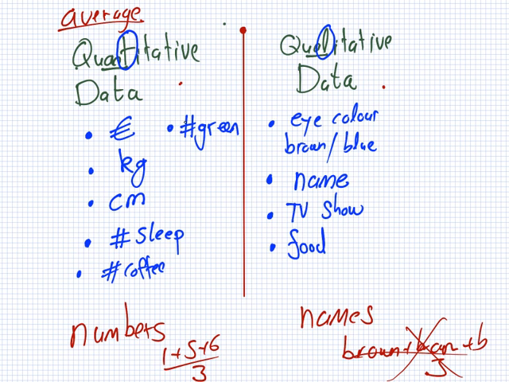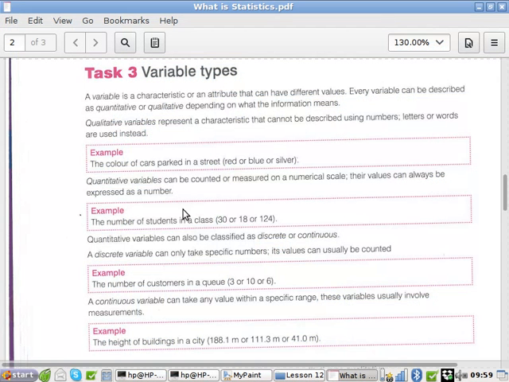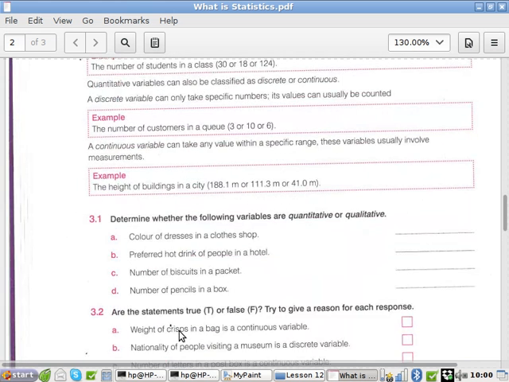Yeah? Okay, so let's see what questions we have here. Here are some examples. The colour of cars parked in a street. Which is that? Qualitative. The number of students? Quantitative. The number of customers? Quantitative. The height of a building? Quantitative. Okay, so let's just do 3.1.